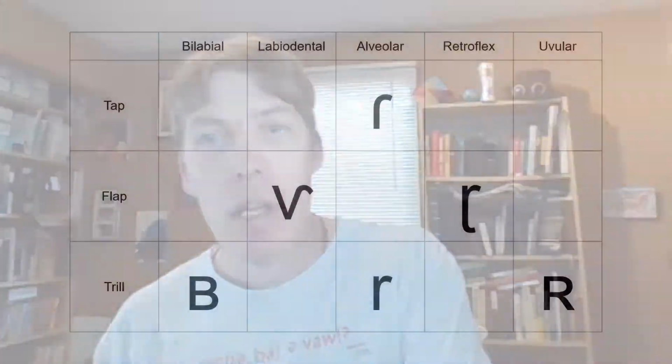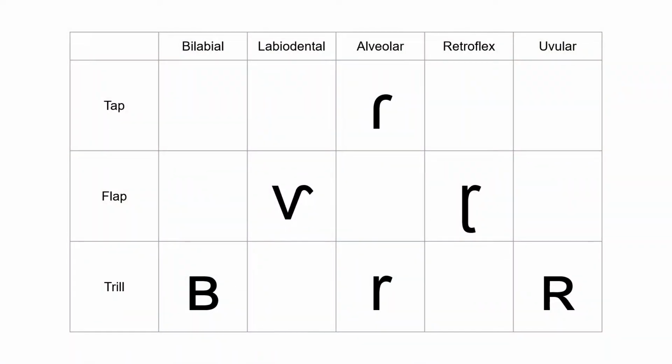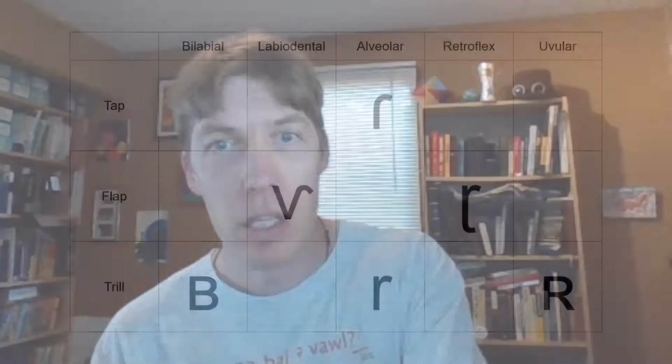The tap that we have in English, the alveolar tap, the tap is found in other languages. Ara, the tongue moves towards the alveolar ridge, taps it, and comes back. Okay, comes back away.